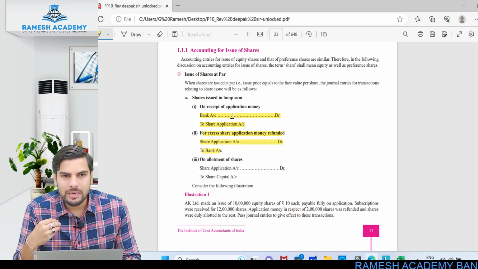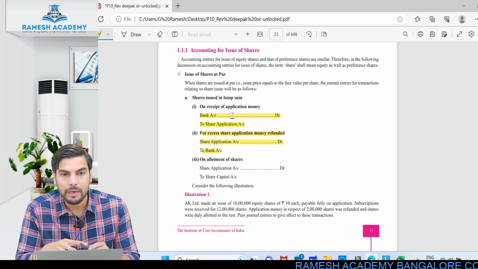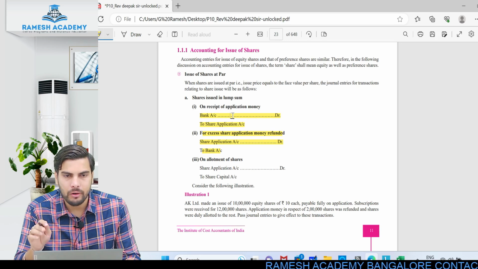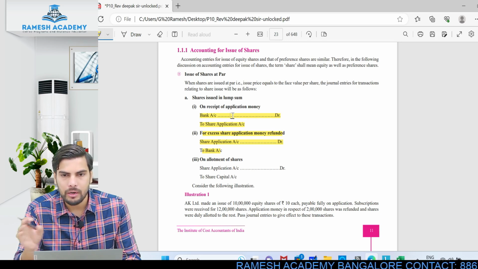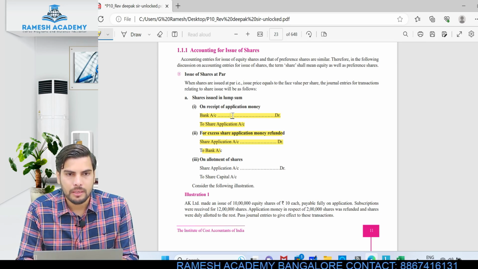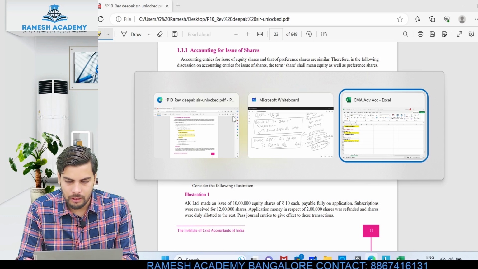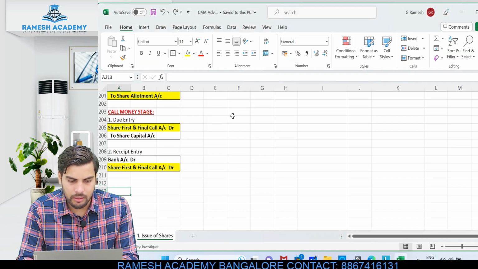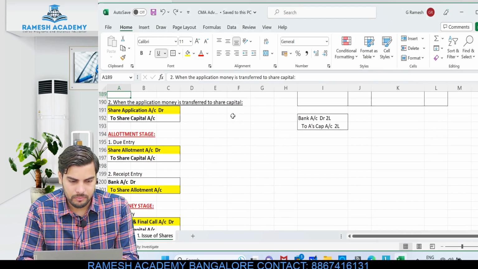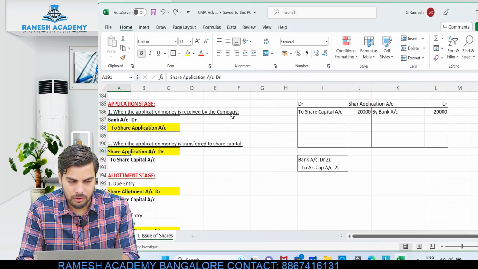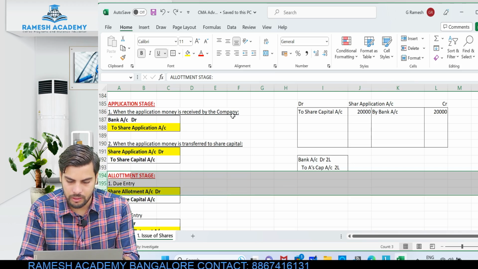So when I'm receiving this application money, bank account debit to share application. The same way, when I'm refunding it, just reverse the entry: share application account debit to bank account. This would be the entry. Hope things are clear. Yes? All right. Let me just write this particular entry over here.